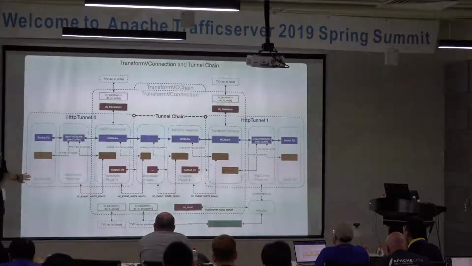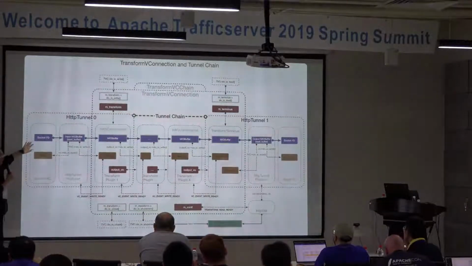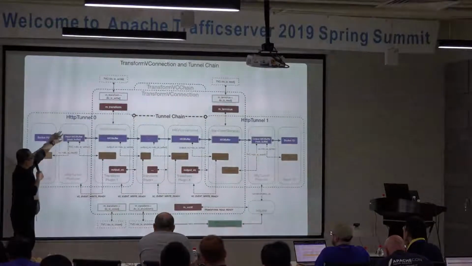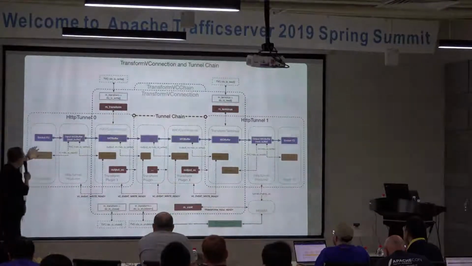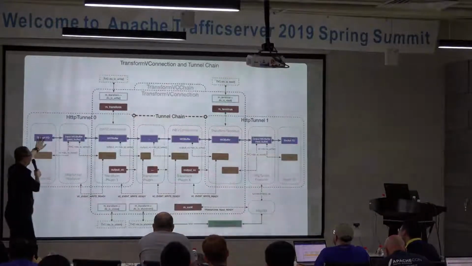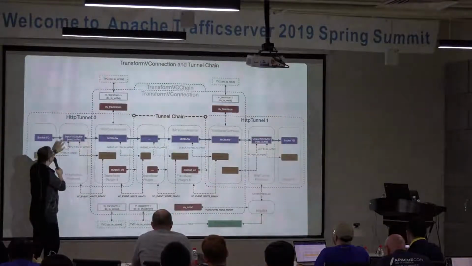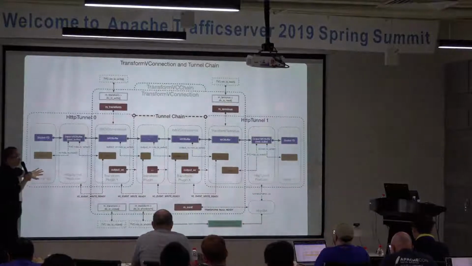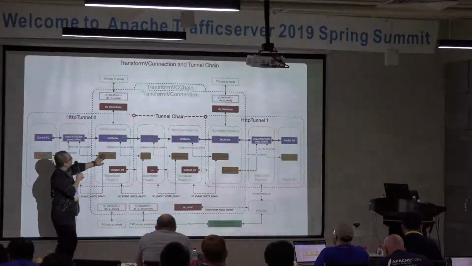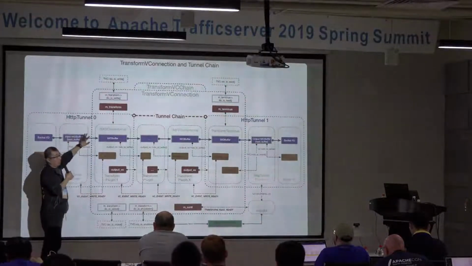So this is the source VC, and the other side is the target VC. There is a socket FD inside the source VC connection, and HTTP tunnel 0 reads the data with do_read from the socket, saving the data into the input MIOBuffer. The source VC will create a producer in HTTP tunnel 0, and the TransformVC as a consumer in HTTP tunnel 0.